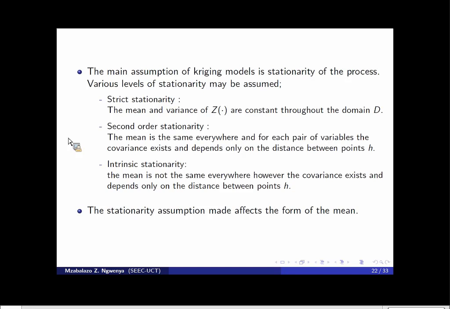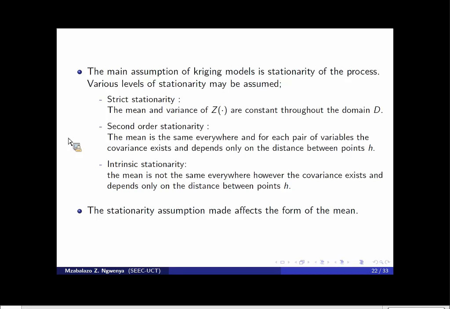We can assume that the process is strictly stationary, so the mean and variance are constant throughout the observed domain. We can make an assumption of second order stationarity, where the mean is the same everywhere and the covariance exists, depending on the distance between points. And intrinsic stationarity is basically a non-stationary process. The mean will change with location, but our covariance function still exists. We need the covariance function to exist at all points so we can calculate our semi-variogram. If we don't have a covariance function, then we cannot calculate anything.